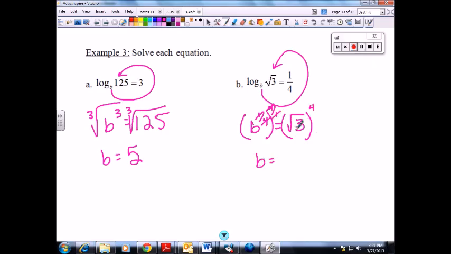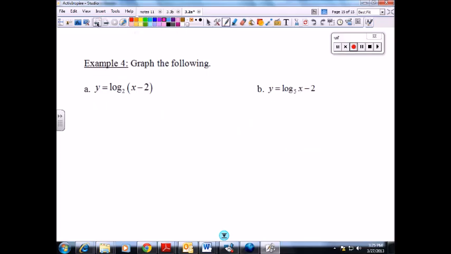And then we got the square root of 3 to the 4th. You could stick that in your calculator, or you could write that as 3 to the 1/2 to the 4th. What do you do with your exponents? Well, we multiply them. 1/2 times 4 is 2, so 3 squared, you just get 9. We're going to do C and D, and then we'll stop for today.